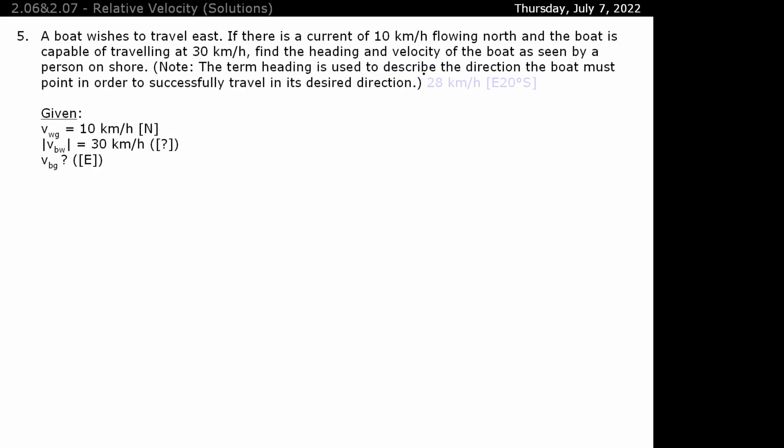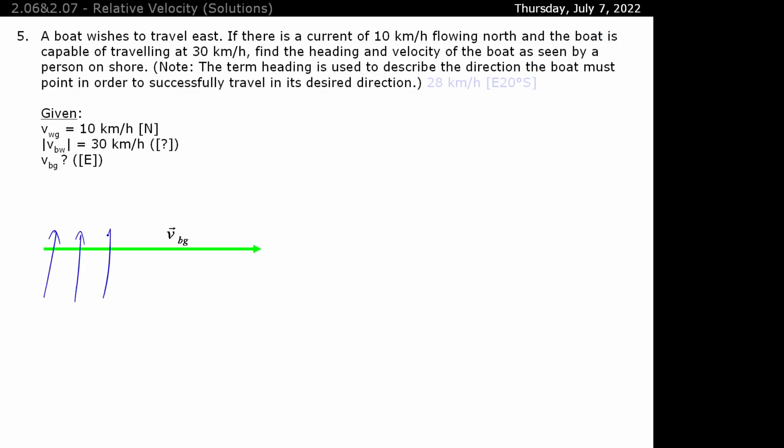A boat wishes to travel east. Since this is our resultant vector, make it nice and bold. If you want to color code it, sure, color code in green. Otherwise, just take your pen out and make it nice and thick. So this is our final answer at the end of the day. How is it influenced? In this case over here, it's because of this river current that is flowing towards the north.